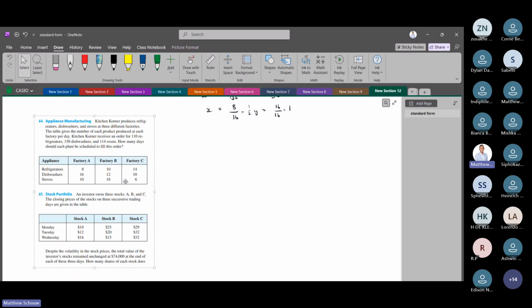The table below tells you how much of each product is produced at each factory per day. Factory A, as you can see there, B and C. Kitchen Corner receives an order for 110 refrigerators, 150 dishwashers, and 114 ovens. How many days should each plant be scheduled to fill this order? So it seems vague, right? We could apply this to many different things, assuming you have a big type of thing.